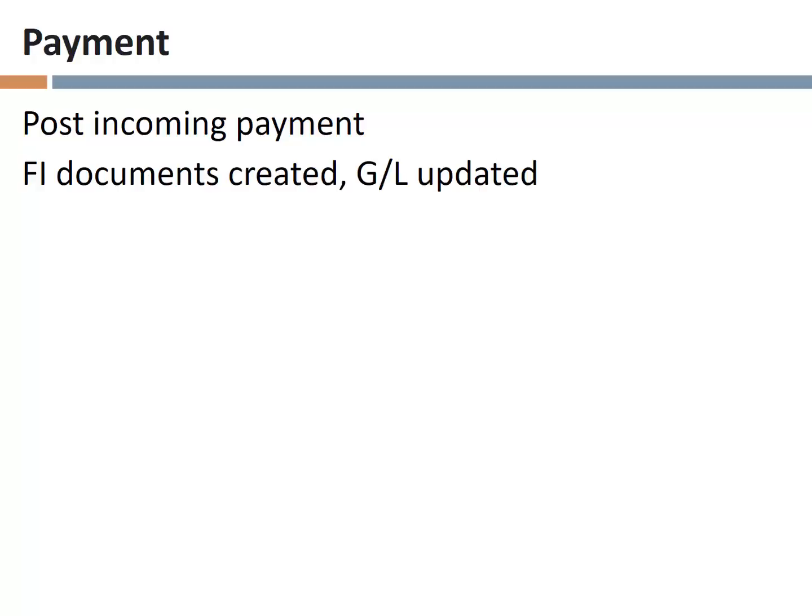All right. Now is the favorite part of the process, which is customer pays us. So our job here is to post their payment. What's going to happen here is we're going to create an FI document. And of course, that FI document is going to update the general ledger. And pretty straightforward what's going to happen here.